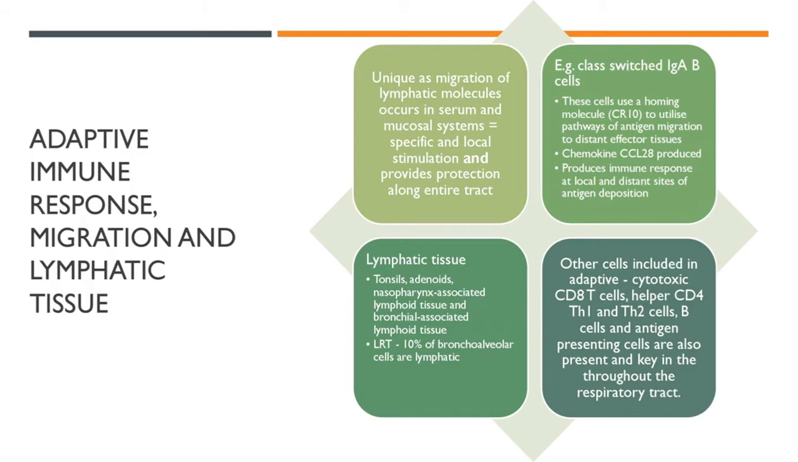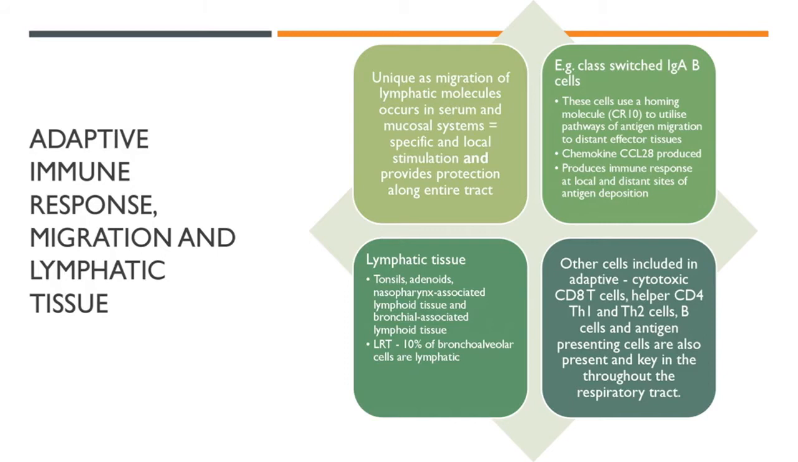Once in situ, the chemokine CCL28 that responds to the CCR10 is produced. This elicits the same immune response at both local and distant sites of antigen deposition. Respiratory lymphoid tissue occurs in the tonsils, adenoids, nasopharynx-associated lymphoid tissue, and bronchial-associated lymphoid tissue to different extents depending on the species. In the lower respiratory tract, 10% of bronchioalveolar cells are lymphatic in function.